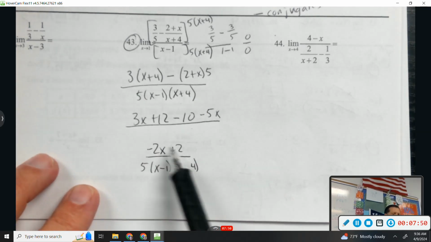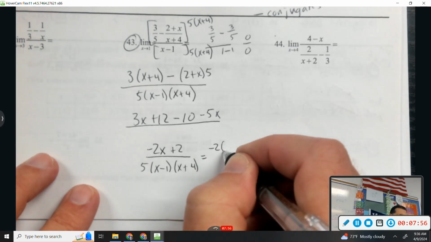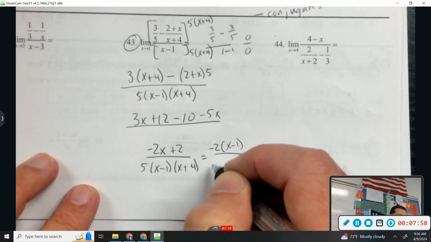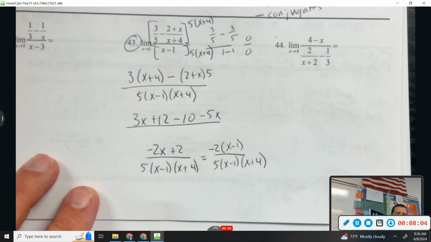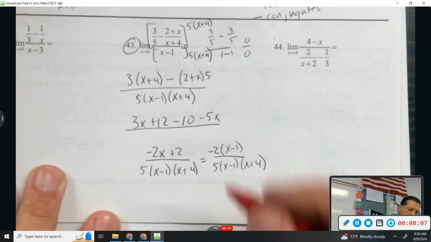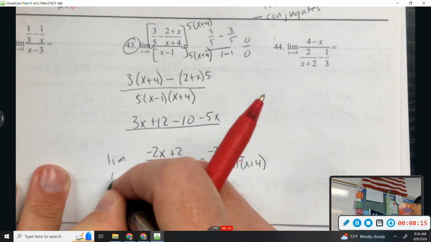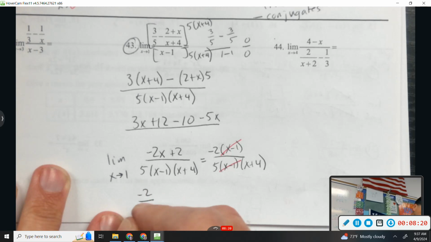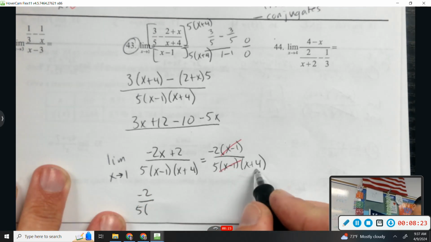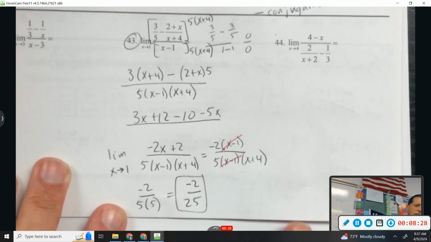We get here and nothing cancels. What could we do? Yeah, if we factor out that negative 2, that leaves an x minus 1, which is great because that's what we want to go away. And then we get lazy. I guess officially we're supposed to keep writing a limit all the way down the page. But we'll just throw it on here at the end. So negative 2 over 5 times 1 plus 4 is 5. So negative 2/25.